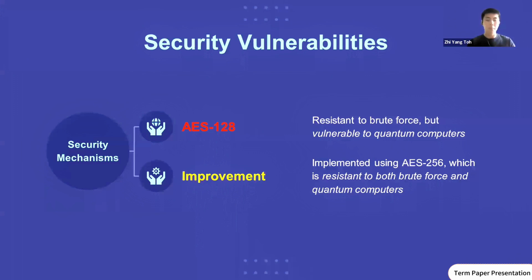So the security vulnerability for BLE technology is that it's using AES-128, which is resistant to brute force, but vulnerable to quantum computers. And the improvement will be using AES-256, which is resistant to both brute force and quantum computers.